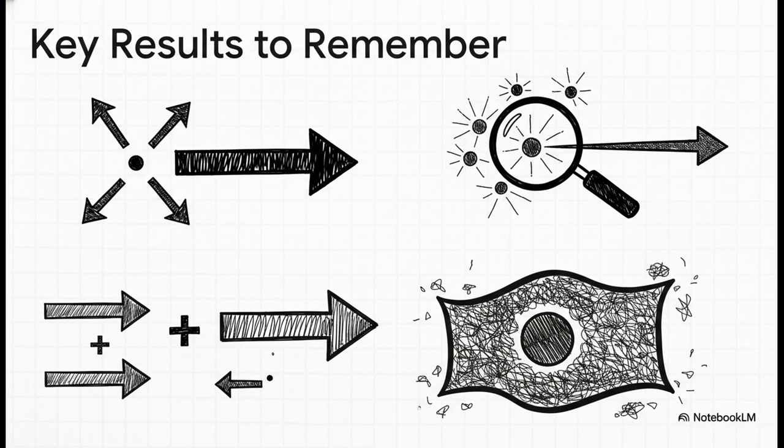So, if you're going to remember just a few things, make it these. 1. Fields add as vectors. Direction, direction, direction is critical. 2. The superposition principle is your best friend for solving complex problems. Just break it down. And maybe most importantly, the electric field isn't just a bunch of math. It's a real, fundamental part of the very fabric of our universe.